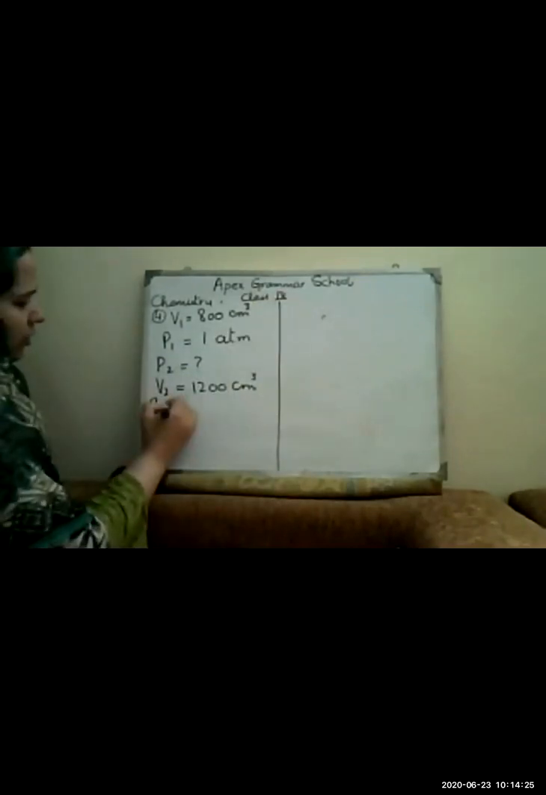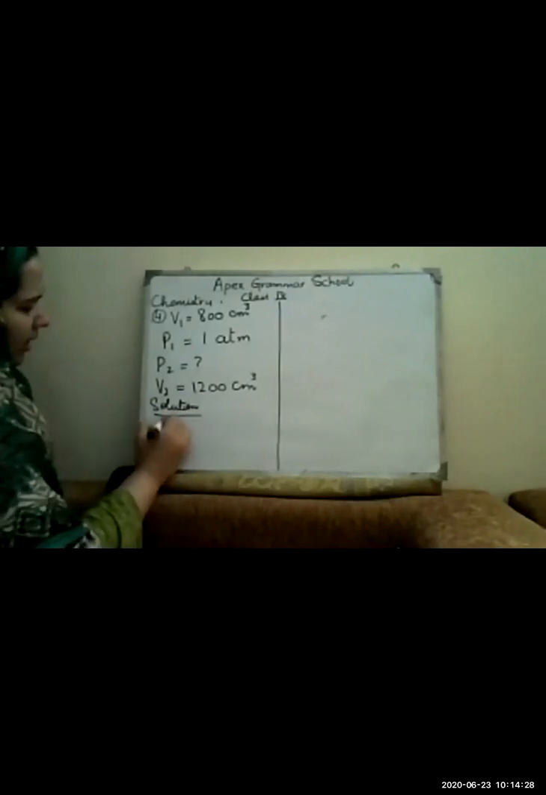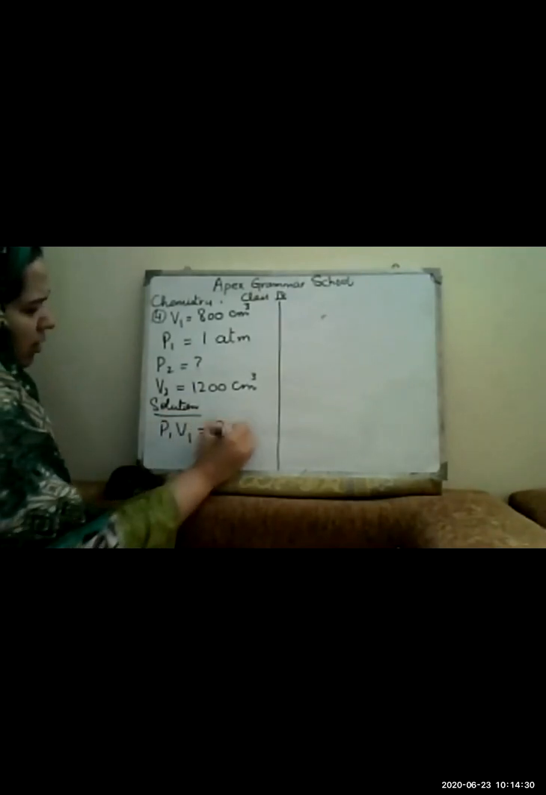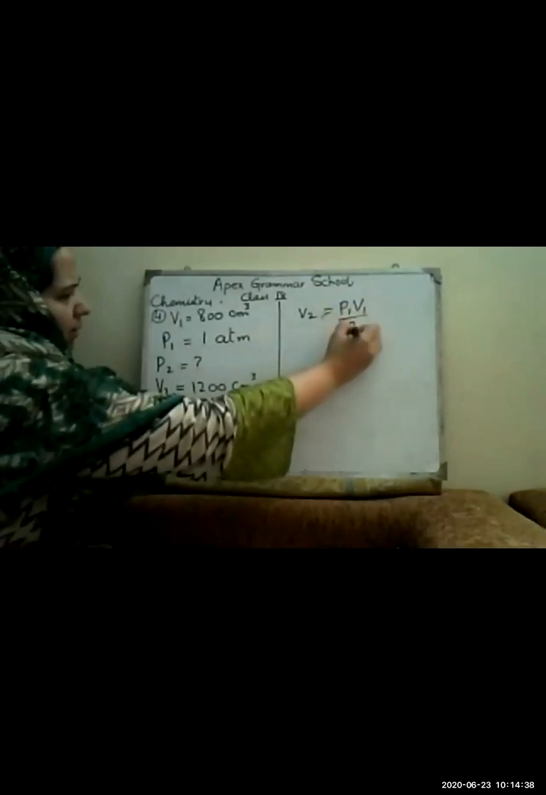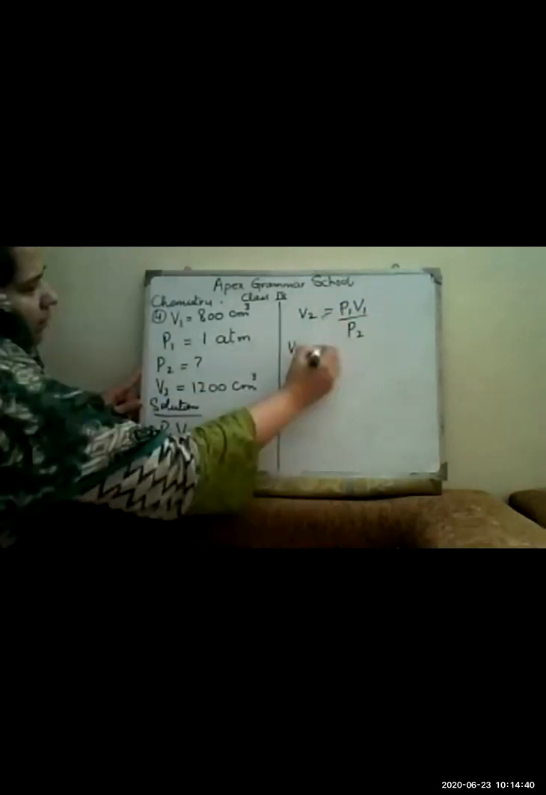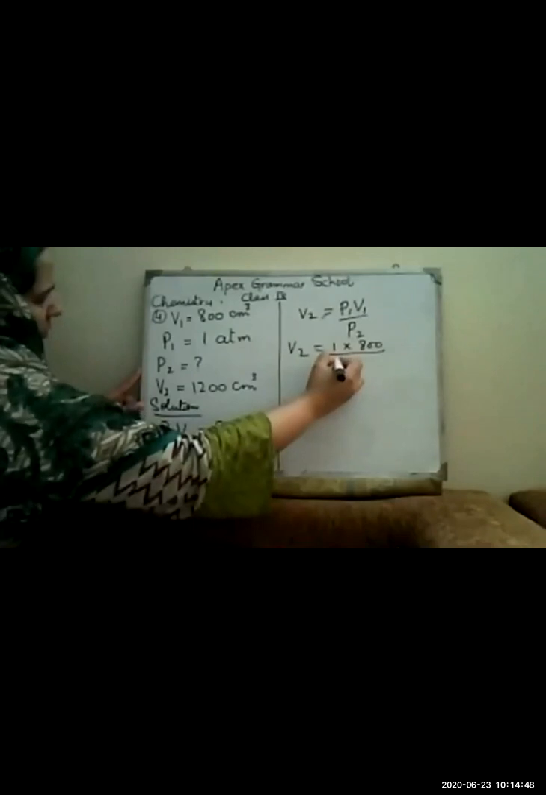Okay, so we were doing numerical number 4. So over here again we are going to apply the same thing, using Boyle's law, P1 V1 equal to P2 V2. Now we have to determine P2. What will we do? We will do the same thing, P1 V1 over V2. Now we will put the values. P1 is 1 multiplied by 800 over V2.